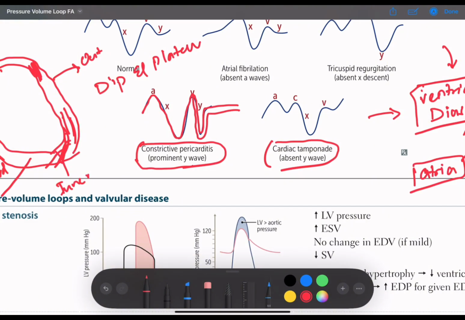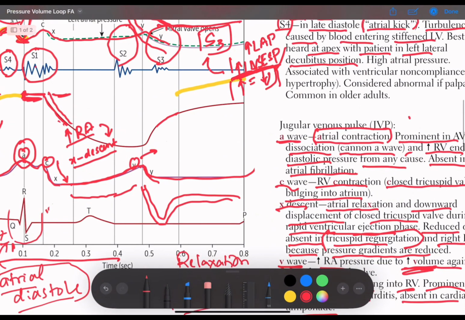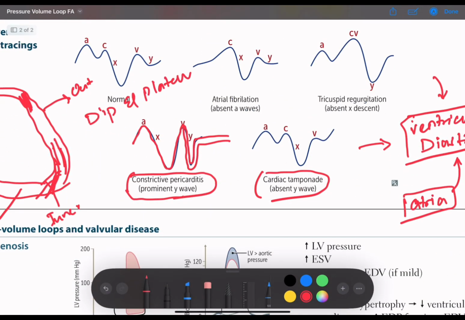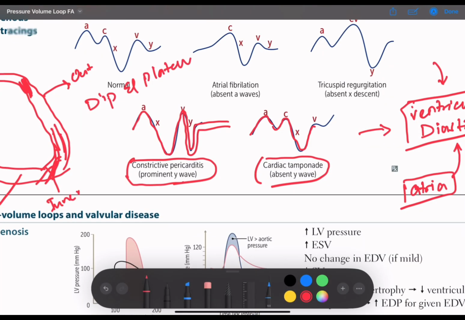And on the other hand, in cardiac tamponade, we have both compromised rapid filling as well as reduced filling. So we don't have a typical Y wave. This is A wave, C wave, X wave, then we have V wave. We don't have the usual Y wave. This was all about the Wiggers diagram.